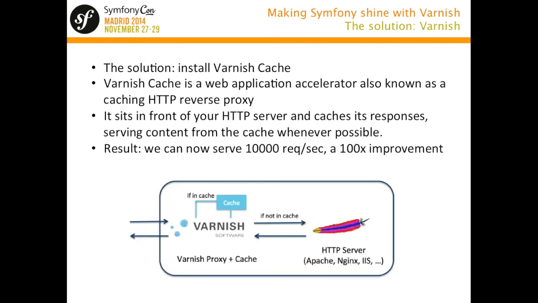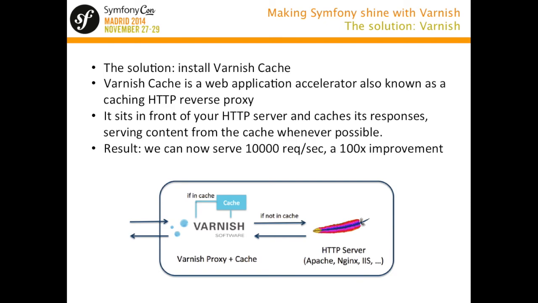So our solution was to implement Varnish. Varnish is a cache, a web application accelerator, also known as a caching HTTP reverse proxy. What it does is it sits in front of your HTTP application and caches its responses. So you get a request, Varnish looks it up in the cache. If it's there, then it serves it back without going to your Symfony application. If it's not in the cache, then it goes to the backend, asks for it, and then saves it in the cache, so that the next time they ask for the same information, we can serve it directly from the cache.